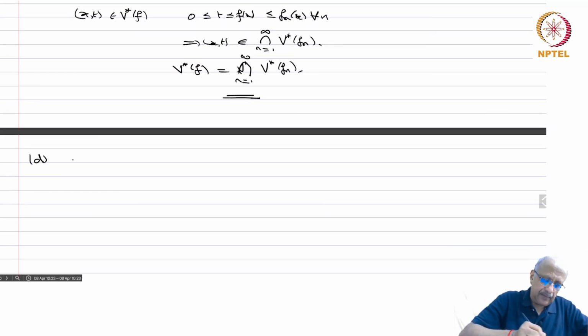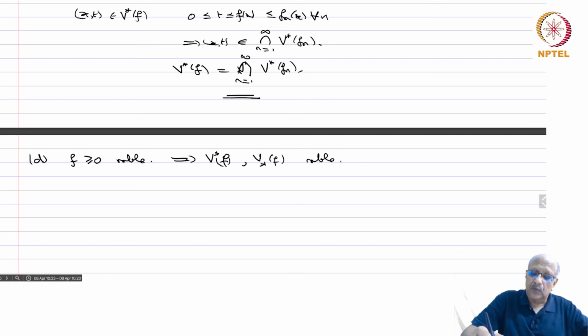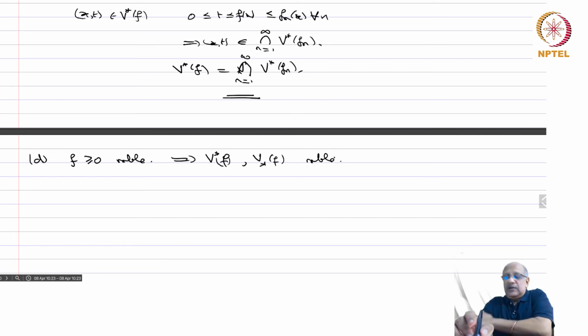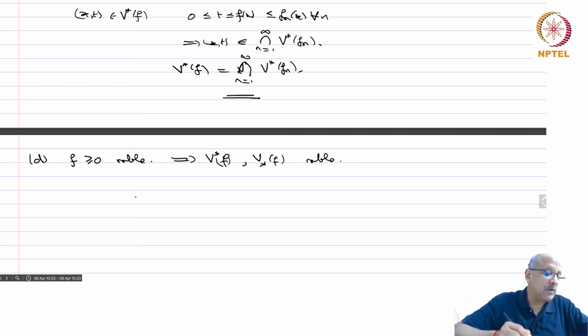So, if f is non-negative measurable, then V sub star f and V superstar f are measurable. So up to now we have been doing just set theoretic arguments. Now we want to show that these two are measurable. Okay, so f is non-negative measurable, therefore there exists f_n greater or equal to 0, simple, and f_n increases to f.